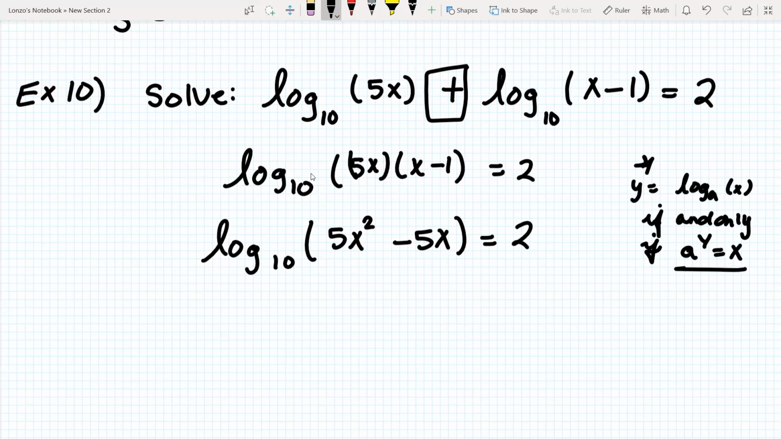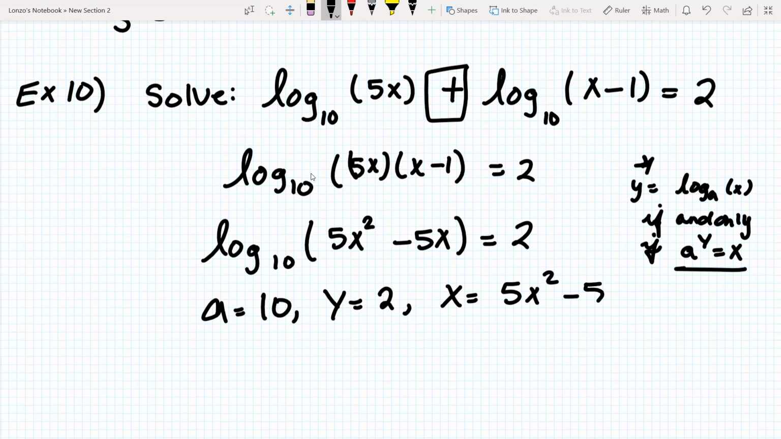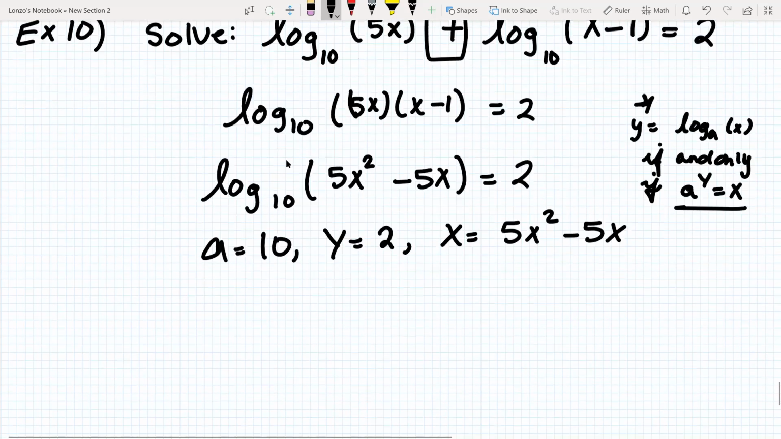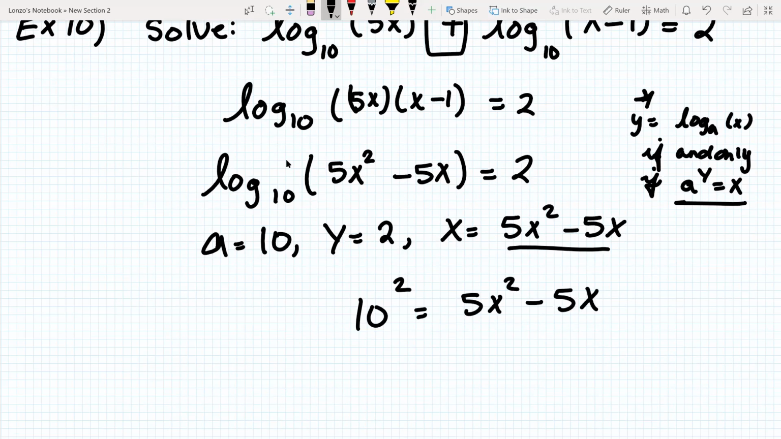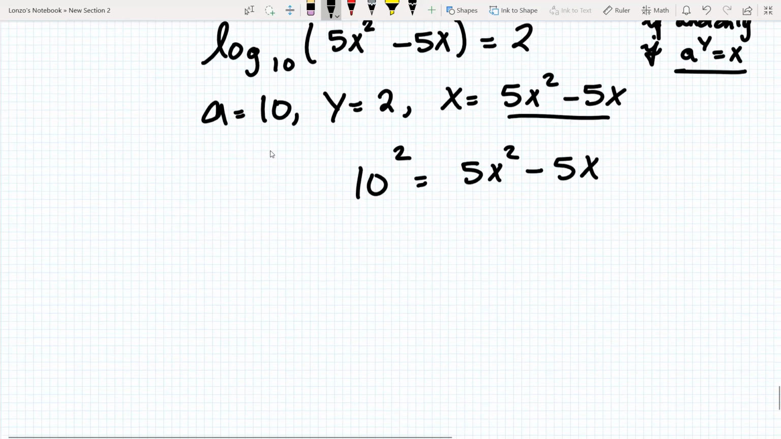So we got to find our base. Our base, or a, is 10. My y is always on the right or left side of the equal sign, so in our case, it would be 2. And our x is going to be 5x squared minus 5x. So it's going to be 10 to the y equals x, which is this whole thing, 5x squared minus 5x. And then 10 squared is 100.